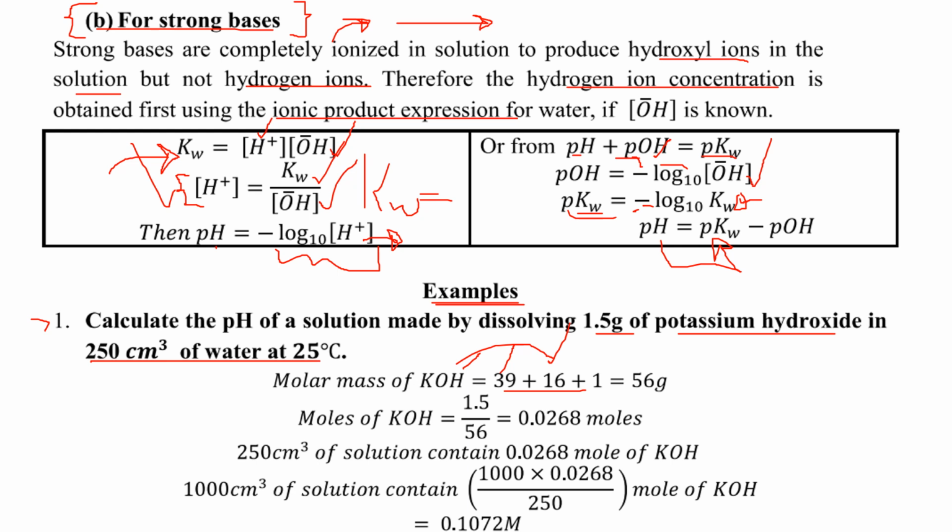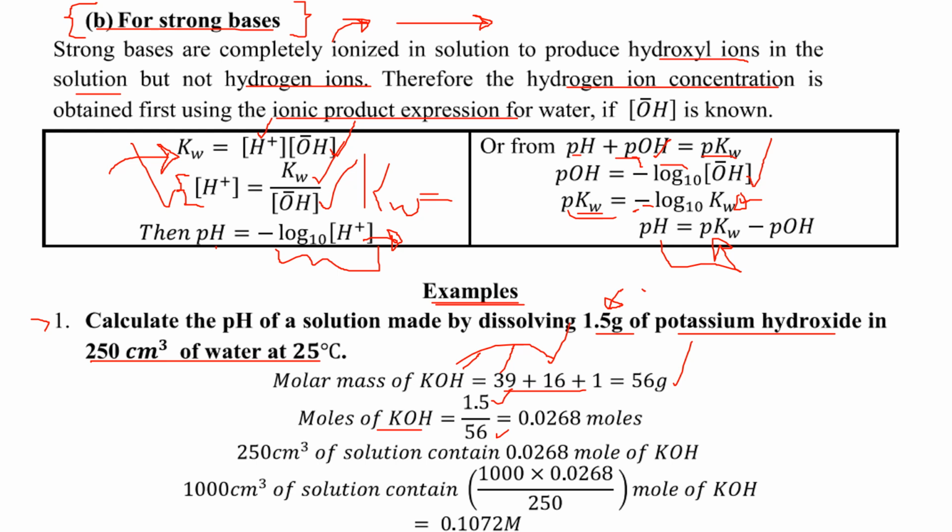So the molar mass for potassium hydroxide is 56, and the reason we are doing this is because we are given mass and we want moles or molar concentration. So to get moles, you have to get the RFM. We get moles for potassium hydroxide by taking the given mass divided by the RFM or molar mass, and you are going to get 0.0268.